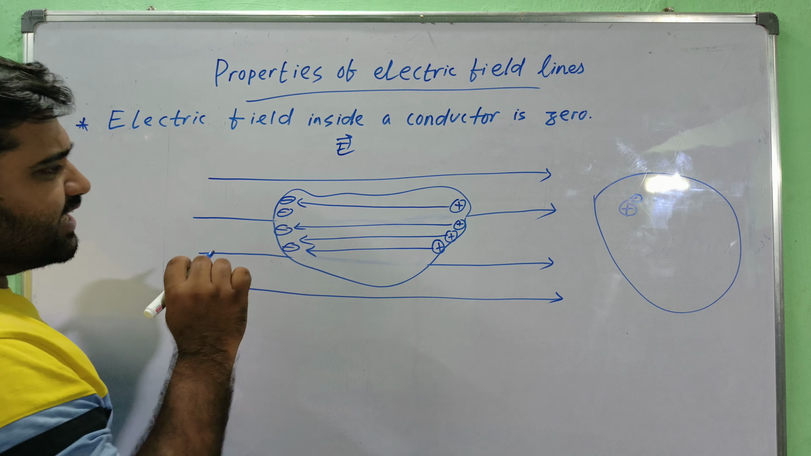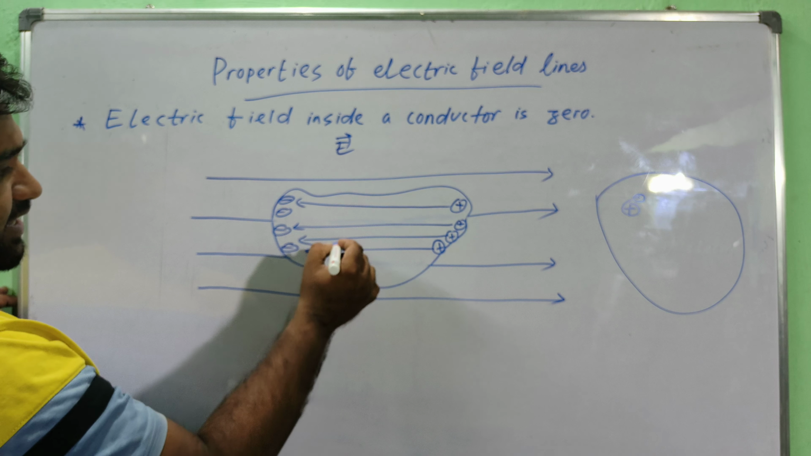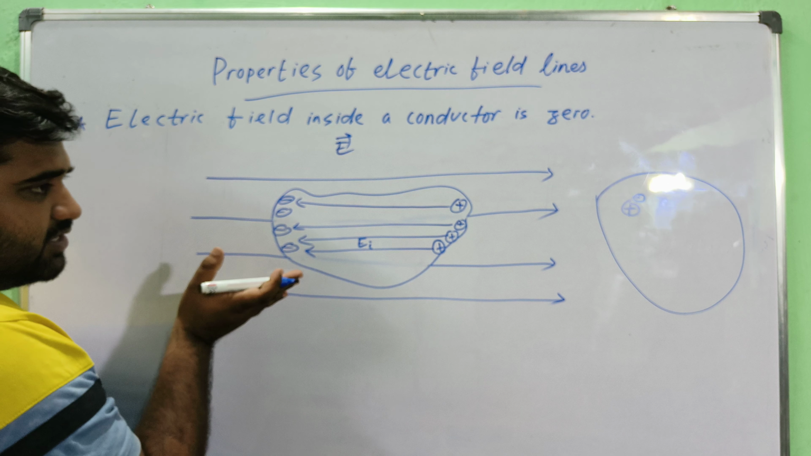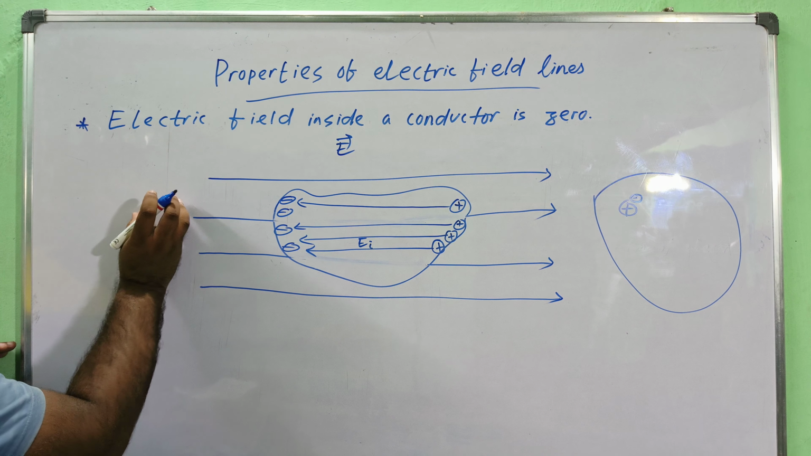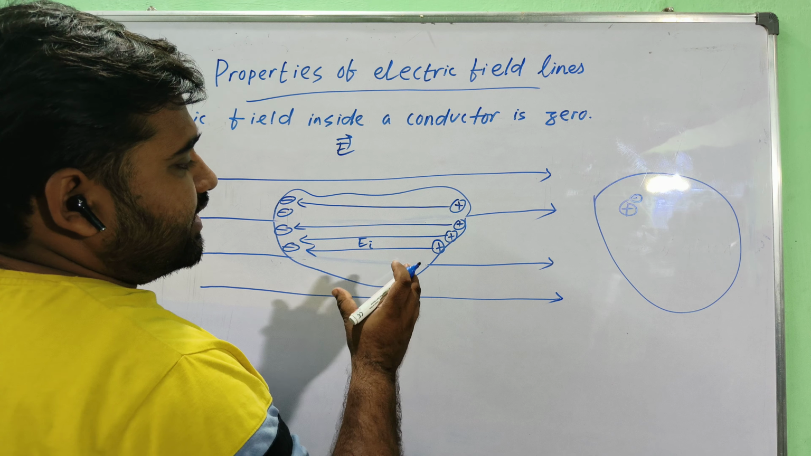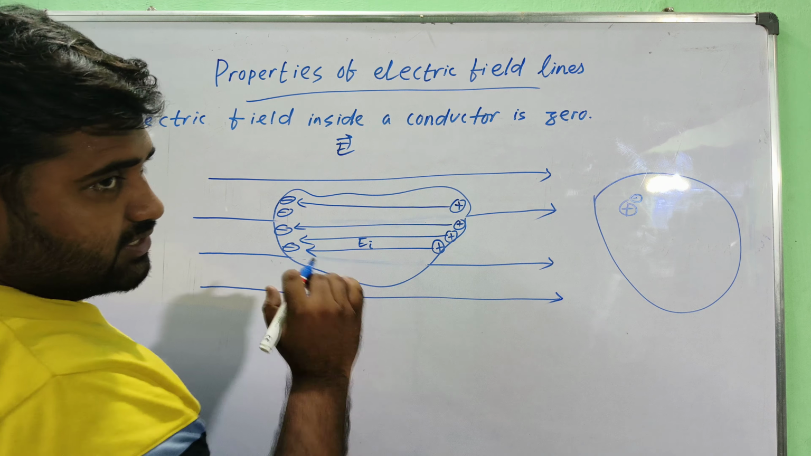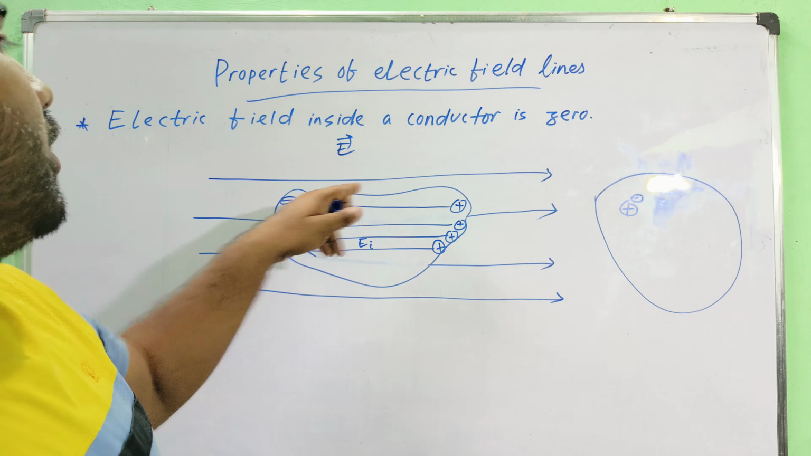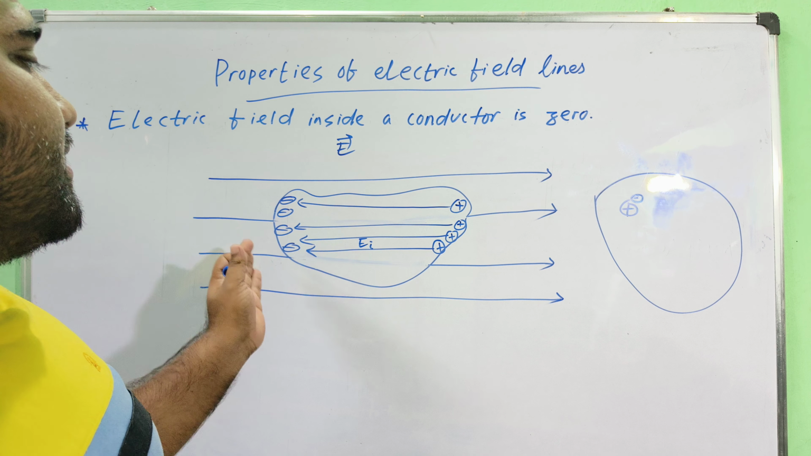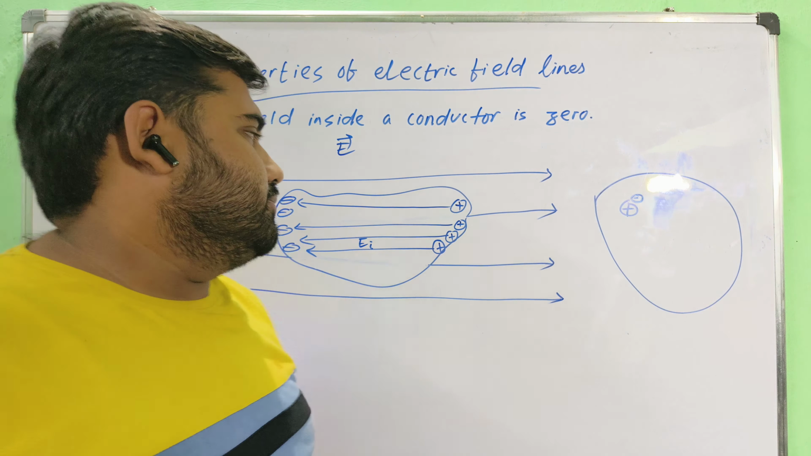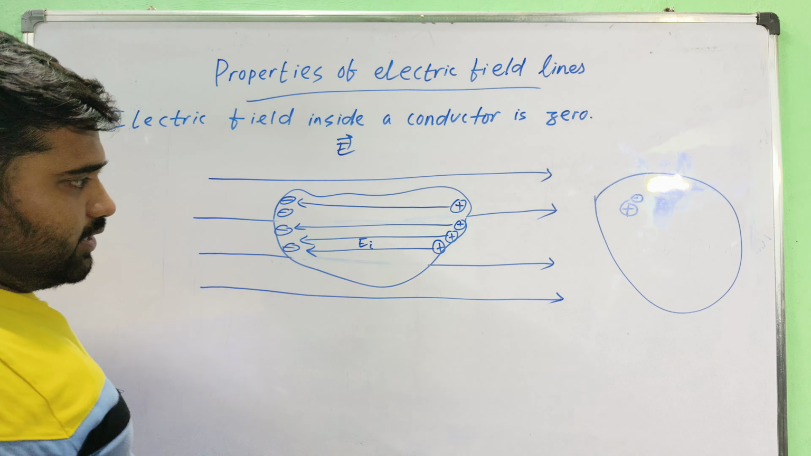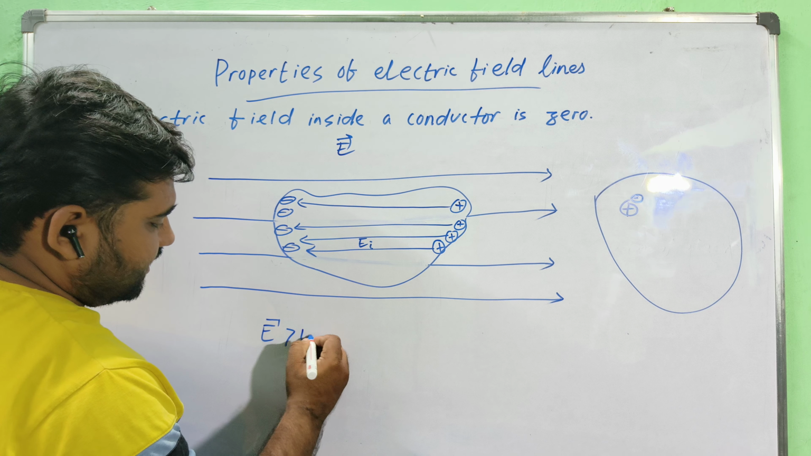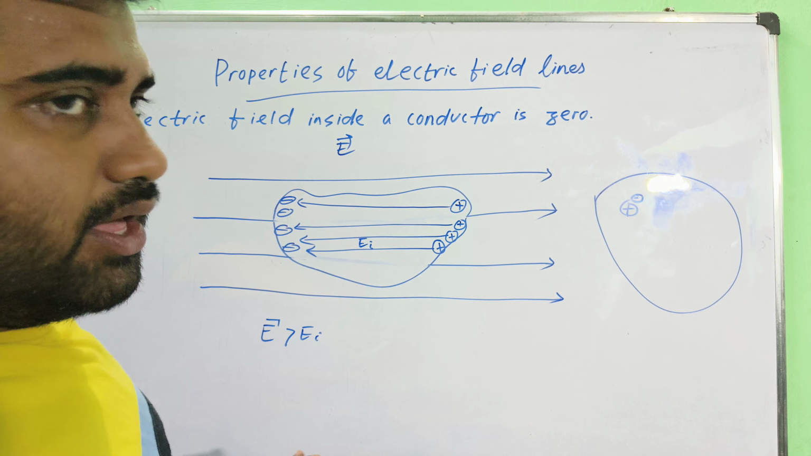So just analyze it. Let this electric field be EI, that is E inside. The external electric field is pointing to this side, from left to right, and the inside electric field is pointing to its opposite side. It will always happen like this. If the external electric field points to this side, then the internal electric field will point to that side. So they will be opposite to each other, and this separation will continue as long as E is greater than EI.